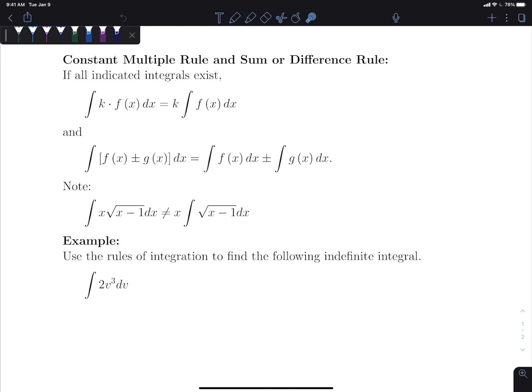Okay, so let's look at this. I want to use the rules to do the integral of 2v cubed dv. So to do this, first of all, I can bring the 2 out front. I'm going to go through this slowly, and then I'm going to show you the quick way of doing it. So bring the 2 out front. So we're really looking at the integral of v cubed dv.